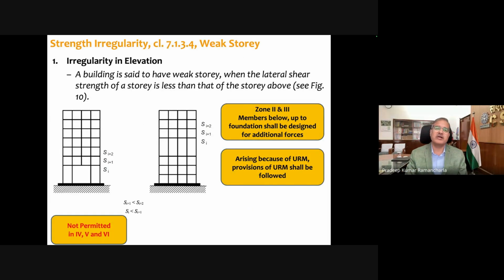Then coming to weak story, that is irregularity in elevation. The weak story definition is also given: if the lateral shear strength of the story is less than that of the story above, then it is not permitted in zones 4, 5 and 6. In zones 2 and 3, members below up to foundation shall be designed for all additional forces. Another thing is this weak story definition has to account for URM, that is unreinforced masonry infills. So those provisions have to be followed.